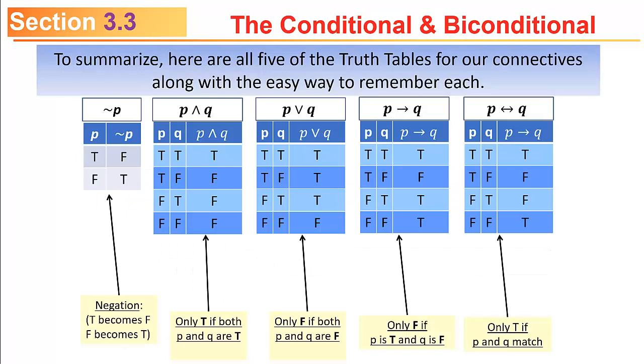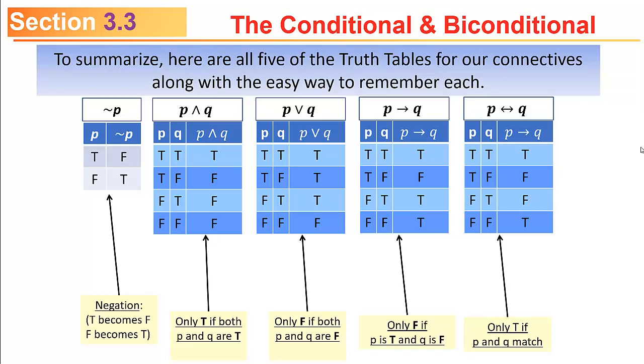This is sort of a visual summary with the memory aids below them. We've got the 5 truth tables. Rather than memorizing them line by line, my suggestion is to learn the memory aids or create your own memory aids so that you can remember what these tables result in without having to memorize them line by line. For the negation, I would say the memory aid is T changes to F, F changes to T, or you might say the negation changes the truth values to their opposites. However you want to phrase that memory aid so that you can remember it.